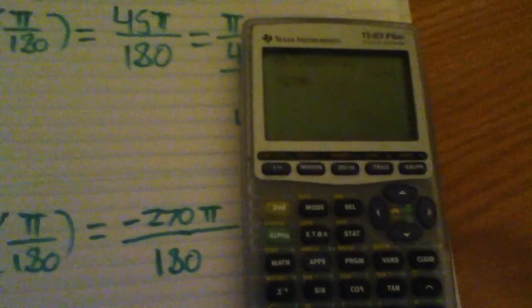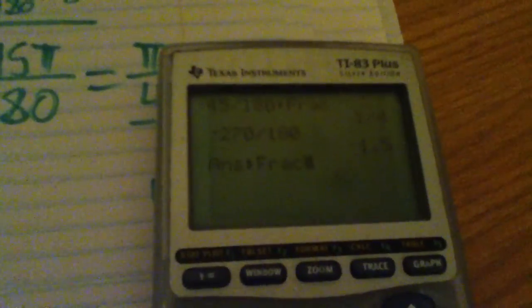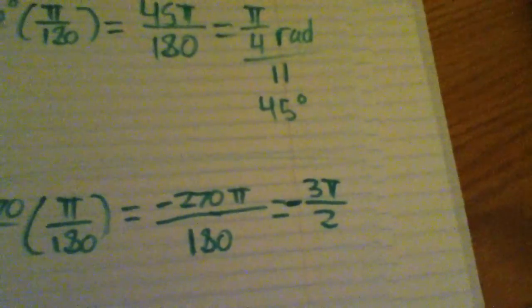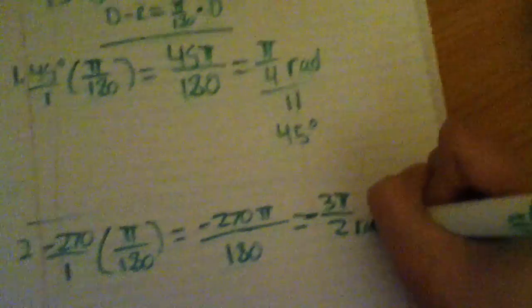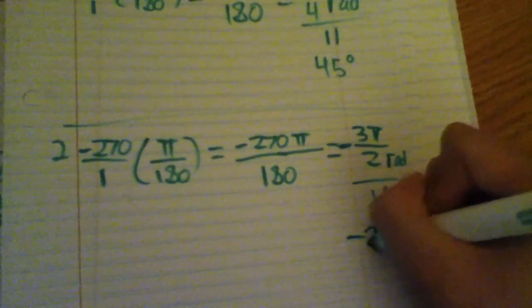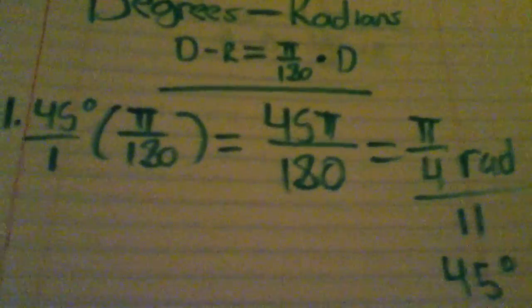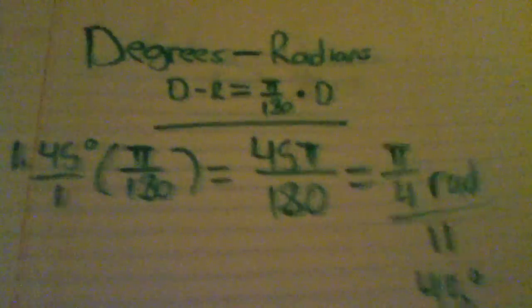We can double check on our calculator, and it would be negative 270 over 180, and it equals negative 3 over 2. So it is negative 3 pi over 2 radians, which is equivalent to negative 270 degrees. So it's simple. You just need to use the formula pi over 180 times the degree.